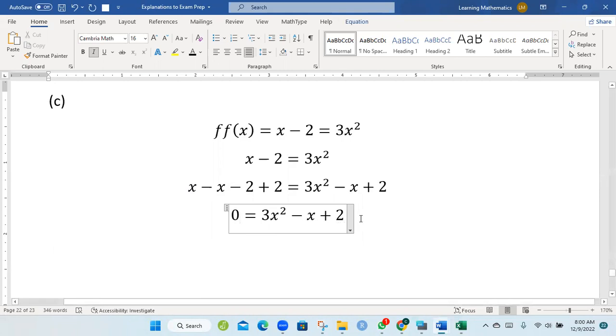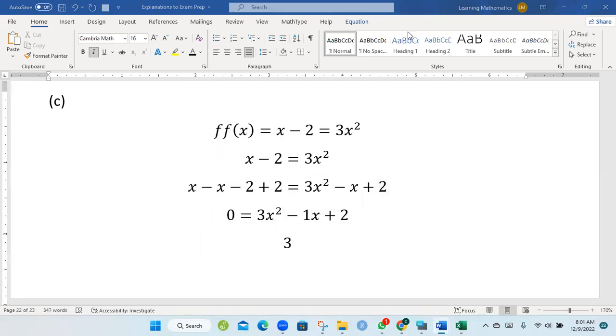So now we have to identify what is a, b, and c. A is the coefficient of x squared, which is 3. So a is 3, b is negative 1, and c is equal to 2. So now we have identified what is a, b, and c. We can substitute into the quadratic formula.